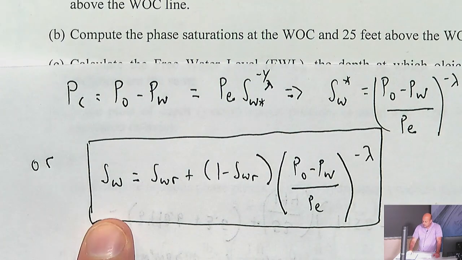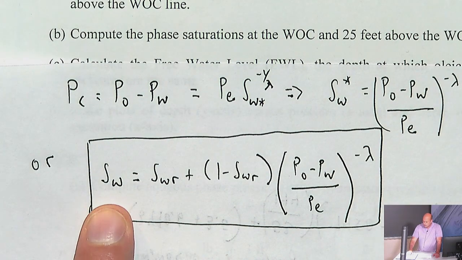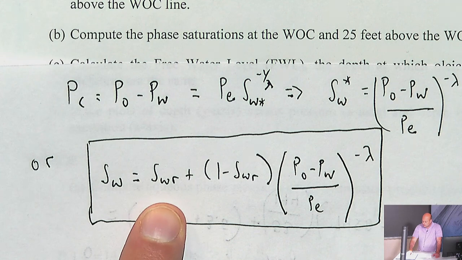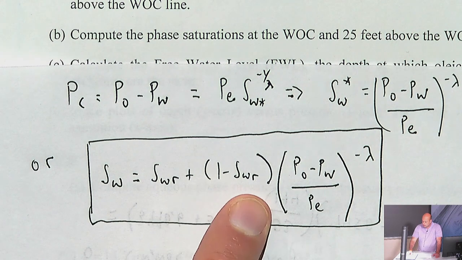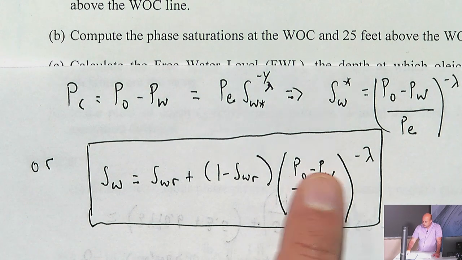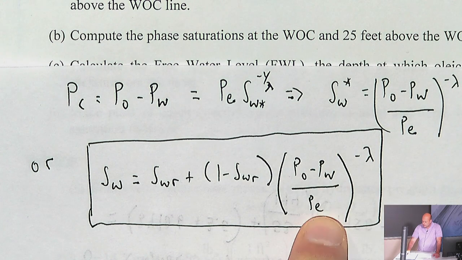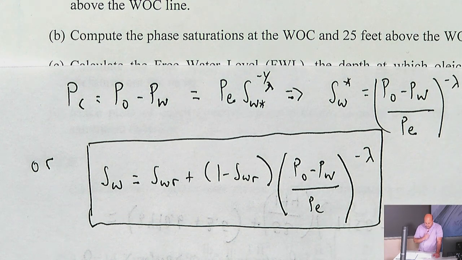So if I solve for SW, then I get SW is equal to SWR, that's 0.2 in this problem, plus 1 minus SWR times PO minus PW divided by PE to the minus lambda.